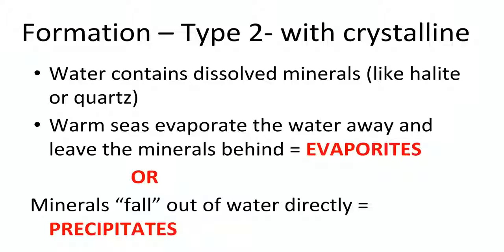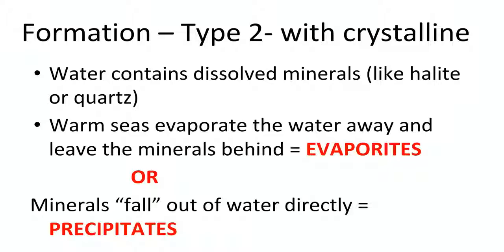The next type of formation happens with crystalline sedimentary rocks. And so what we first must realize is that water, even though it may look clear, has dissolved minerals in it. So things like halite or quartz or calcite, many different kinds of minerals can be dissolved in water. And during the second formation type, we get those minerals to come out of the water in some way.